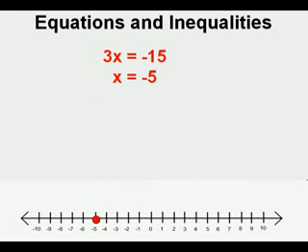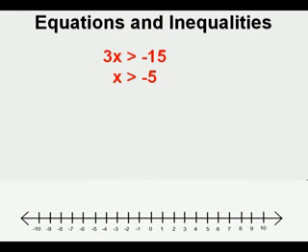Let's do a similar problem, but make it an inequality by changing the equal sign to a greater than symbol. So we have 3x is greater than negative 15. The process of solving is very much the same as for an equation. We divide both sides of the equation, well, in this case the inequality, by 3 and bring down the answer with the symbol. Now here's where the difference between equations and inequalities starts.